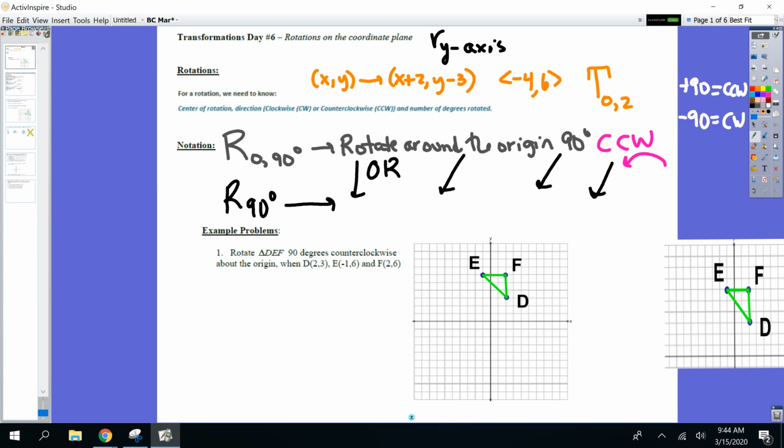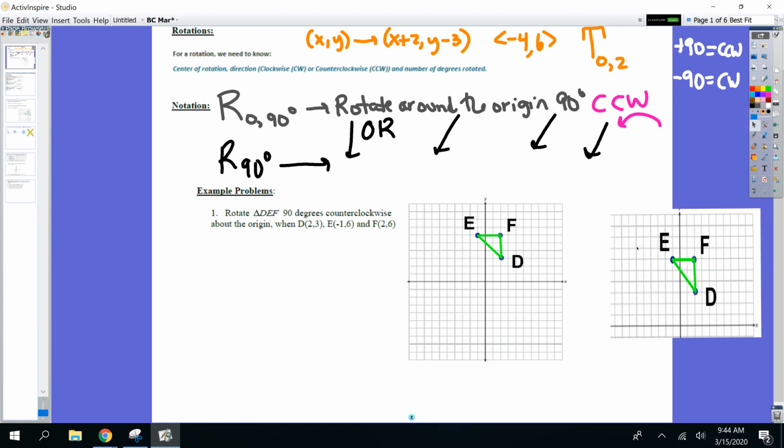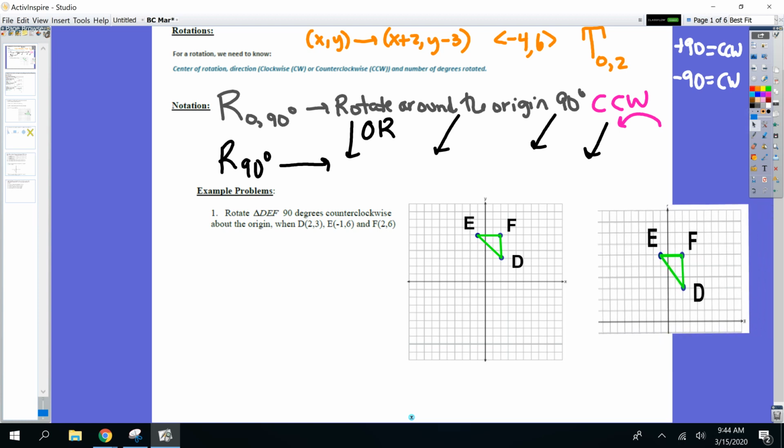So for the first example here, go ahead, pause the video, graph triangle DEF. When you're ready, come on back. Okay, we are asked to rotate it 90 degrees counterclockwise about the origin. All right, I can't physically rotate my screen here, but what I did was I cut out a duplicate of triangle DEF. And we are actually going to rotate by you physically turning your paper.